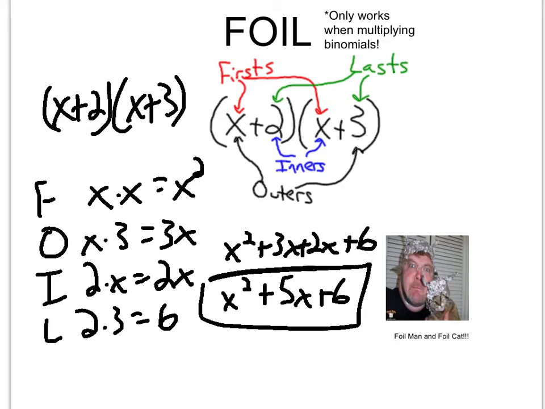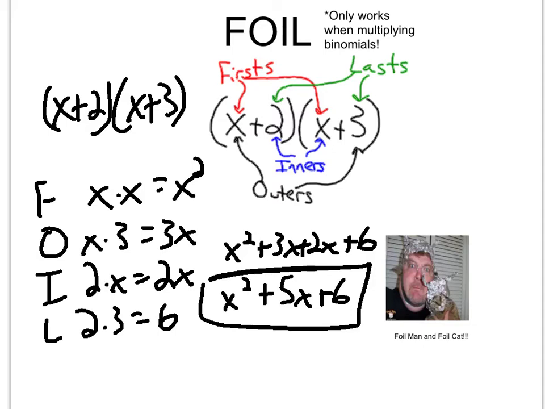Okay? And that's FOIL. Again, essentially this is a method to help you to remember to distribute to everything here. Okay, so first times first, outers, the 2 outside ones, inners, the 2 inside ones, and lasts, the 2 ones that are last in their binomial. Okay, multiply them all together, then add them up. That's what FOIL stands for. Again, never forget FOIL man and FOIL cat. They'll help you remember those.